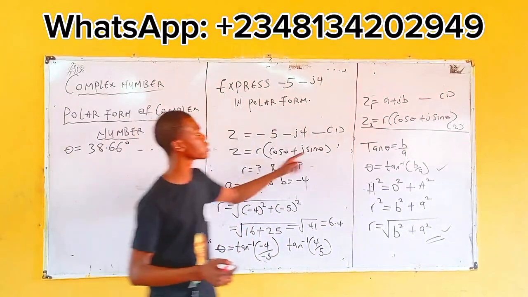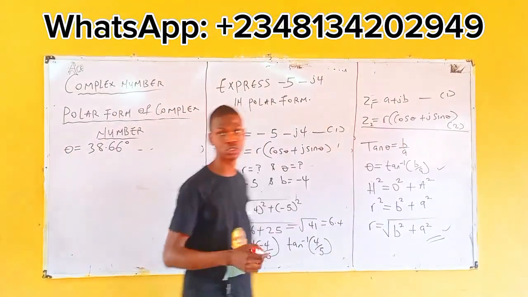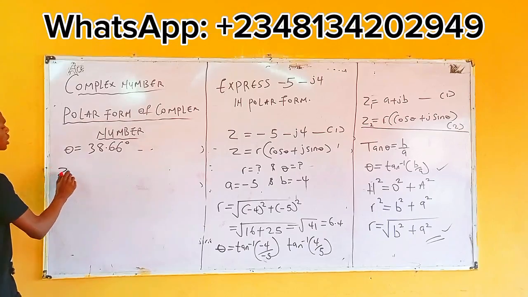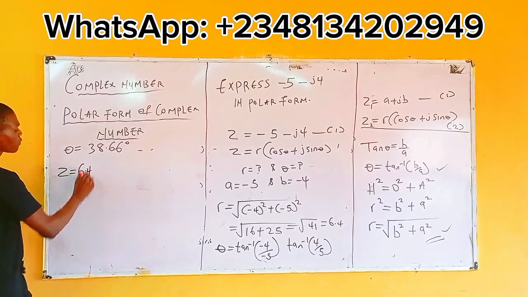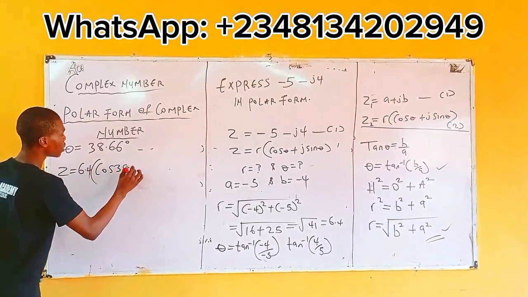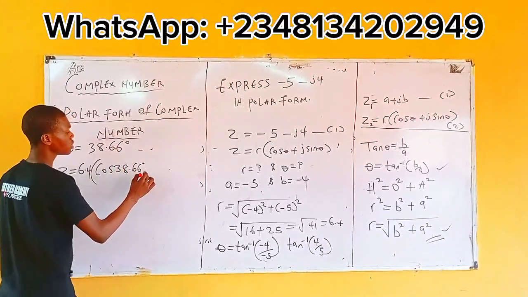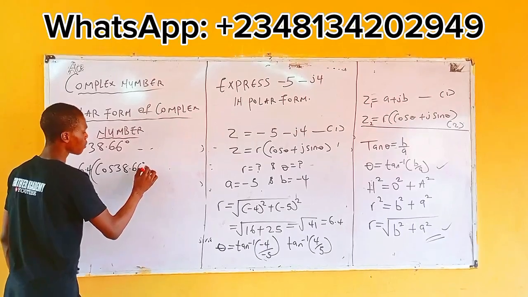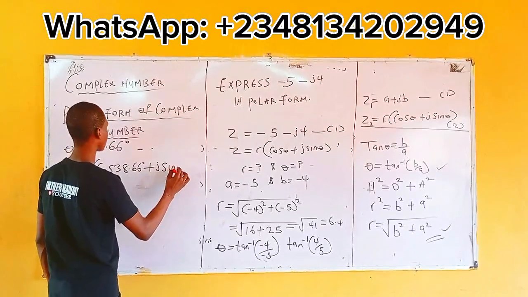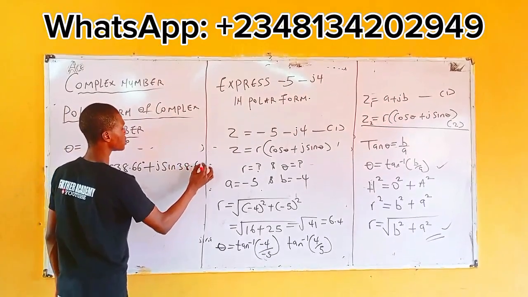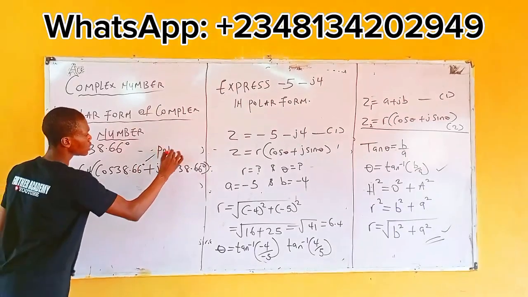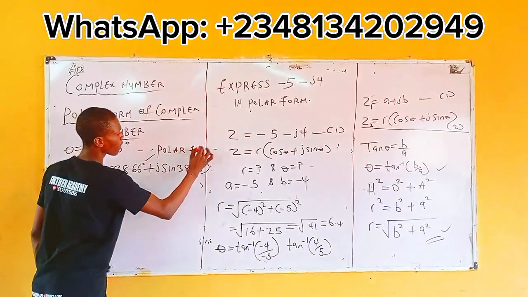What it means is that, come back to equation 2, do substitution, right? Meaning the polar form of this question, which is z, becomes 6.4 cos 38.66 degrees plus j sin 38.66 degrees. This is the polar form, right?